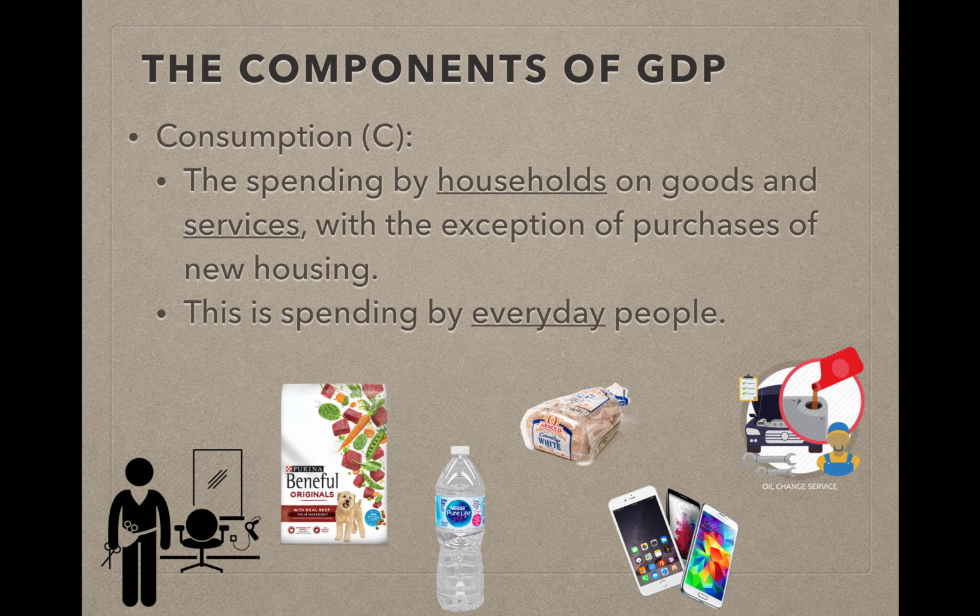So everything that you and I buy is considered consumption goods. You can see some examples down there at the bottom: oil changes, cell phones, bread, water, dog food, getting a haircut. All of these things are considered consumption goods. If you're going to put it in this category, it's anything that everyday people buy in their everyday life. In the United States, this makes up the largest component of GDP. We go out and spend our money, and as we spend our money, we're buying things that are made in the United States that are calculated as part of GDP.